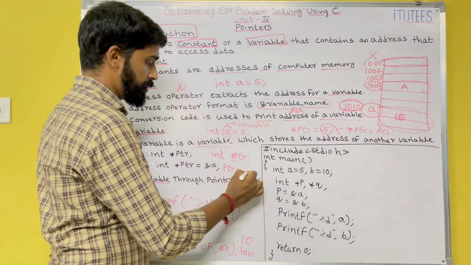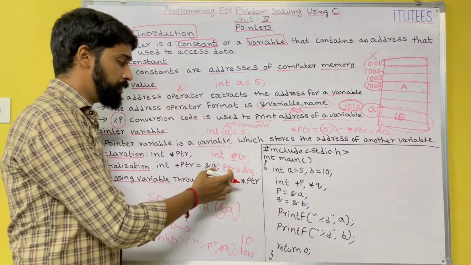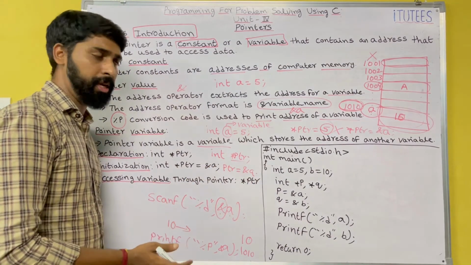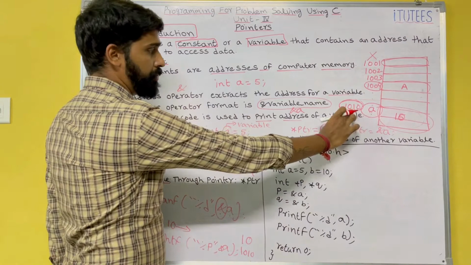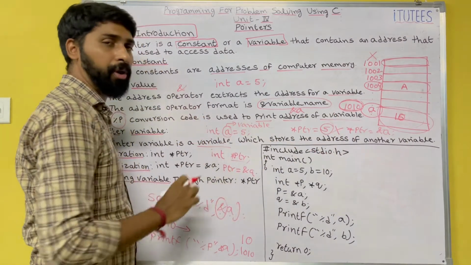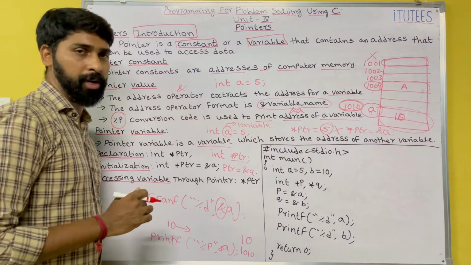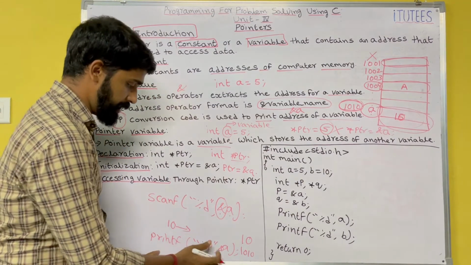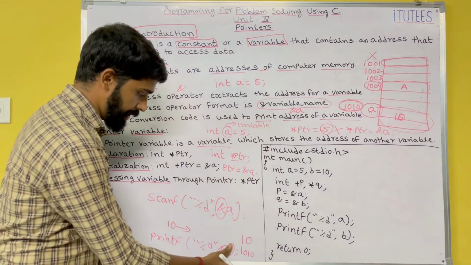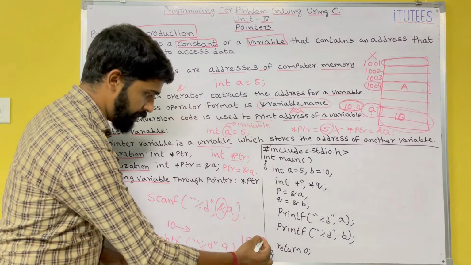Ptr equals ampersand a. So now the address of a, 1010, is stored in the pointer ptr. Now here, percentage d, I am giving a. So what is the output? 10 is the output.